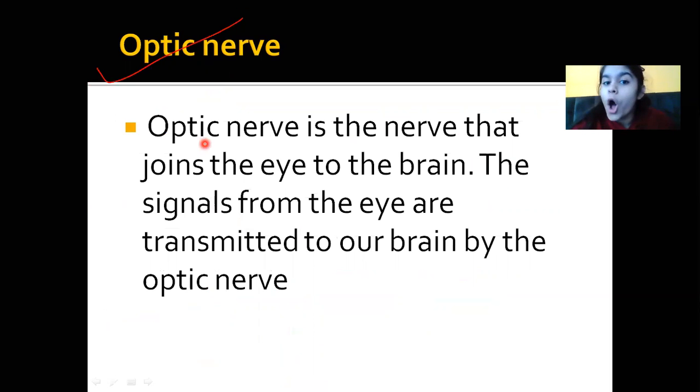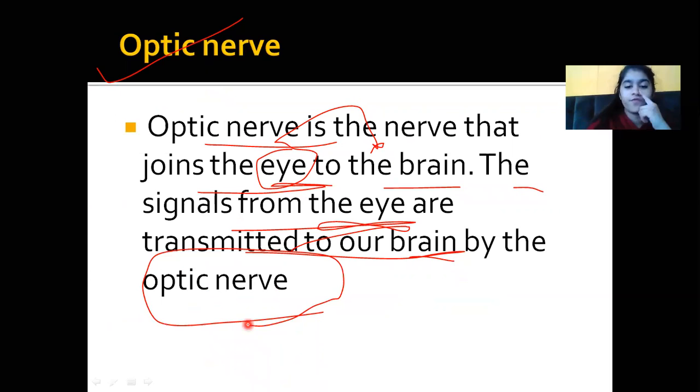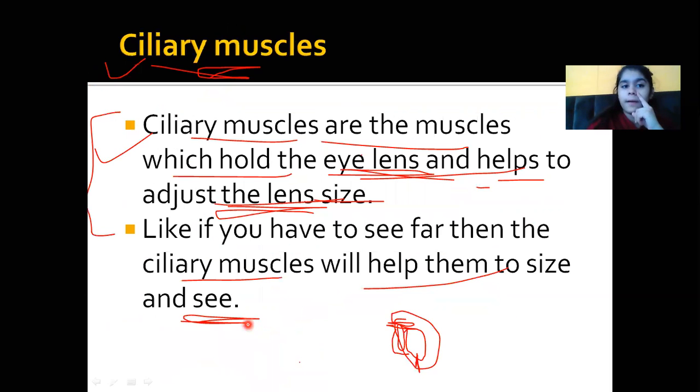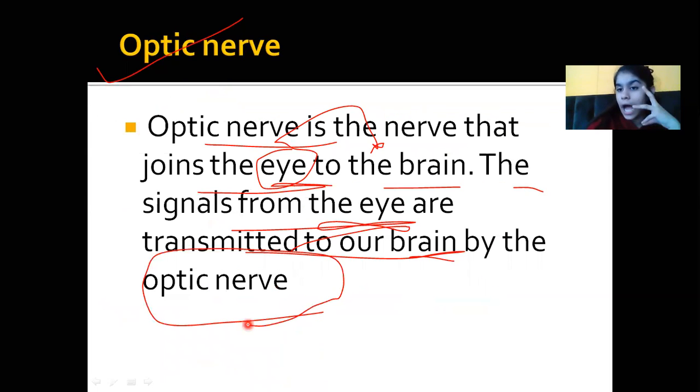Next topic is the optic nerve. What is the optic nerve? The optic nerve is that nerve that joins the eye to the brain. The signals from the eye are transmitted to our brain by the optic nerve. All the signals that are transferred from the eyes to the brain are all done by the optic nerve.